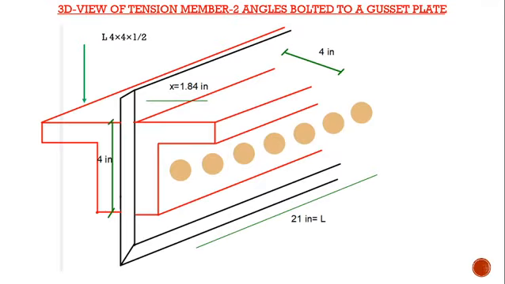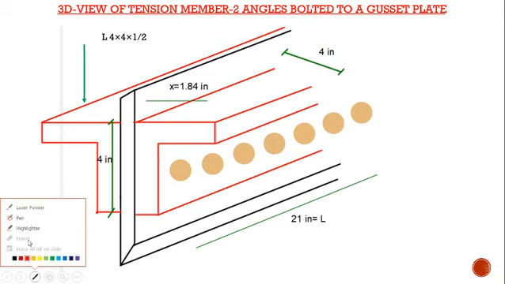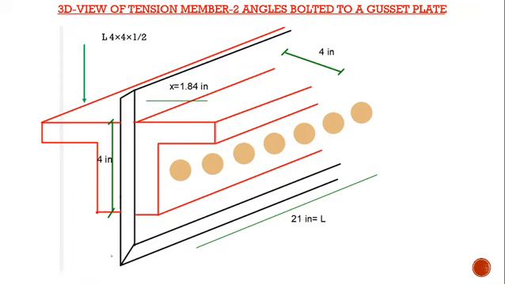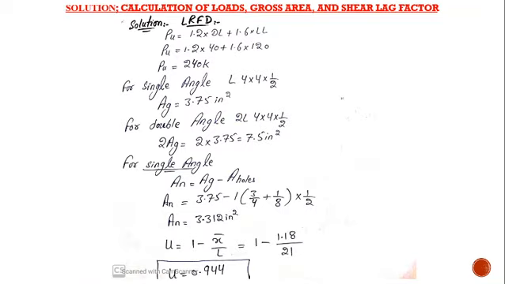Going back to our question, this is the isometric view, and this is the centroid along the x-axis. The centroid along the y-axis can also be found from the manual, so you need not calculate it. Next, first, we have to calculate the load, I mean, the load on the structure.